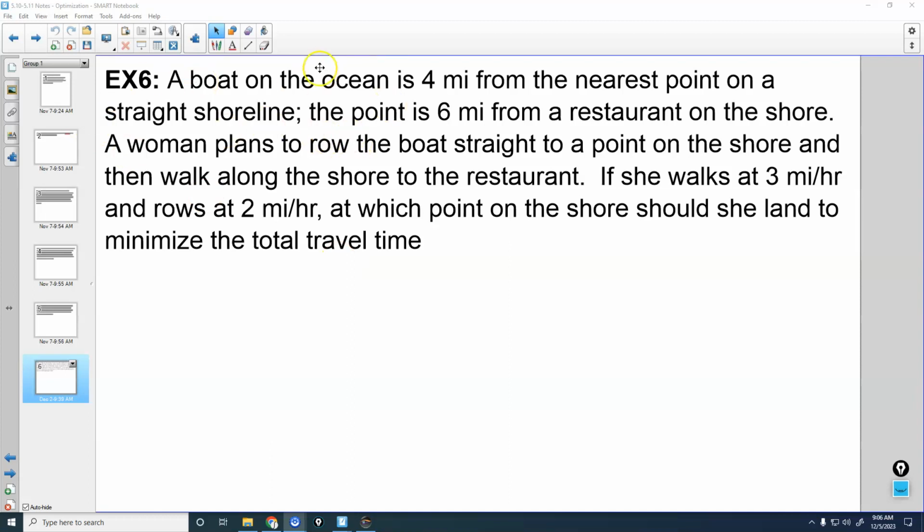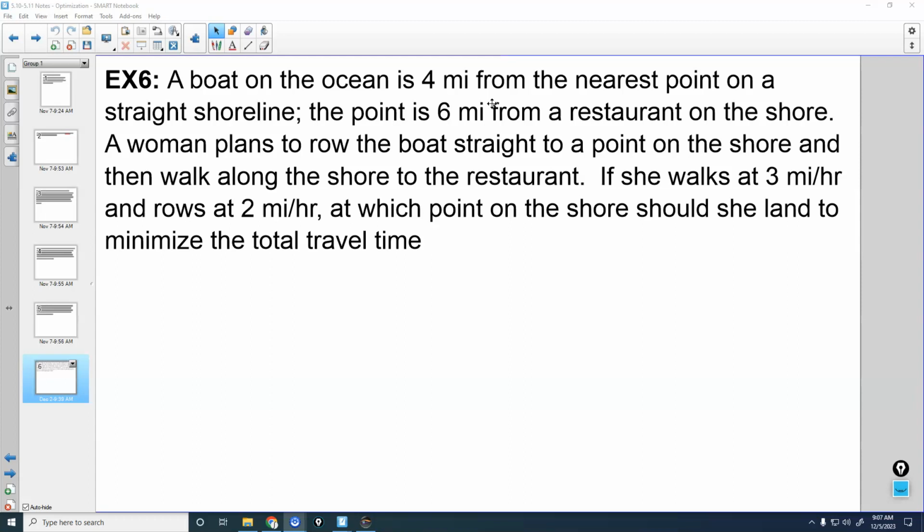we are talking about a rowboat in the ocean, so a boat on the ocean is 4 miles from the nearest point on a straight shoreline. The point is 6 miles from a restaurant on the shore. A woman plans to row the boat straight to a point on the shore and then walk along the shore to the restaurant. If she walks at 3 miles per hour and rows at 2 miles per hour, at which point on the shore should she land to minimize the total travel time?